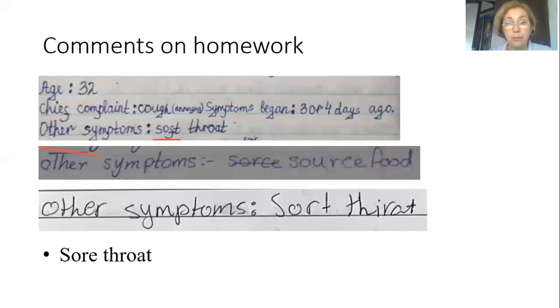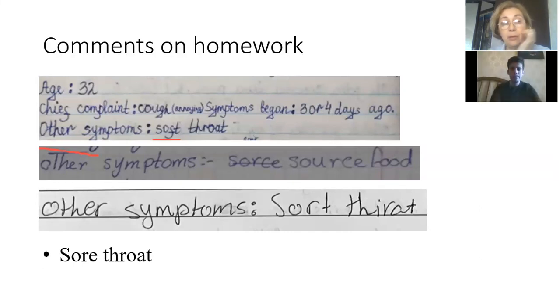And first, we start with some comments on the previous homework. You remember that you were given the task to watch a video episode and complete the chart with the information from this video. Everything was okay, but some students just didn't understand, missed some information. And this is about the symptoms that the patient experiences.